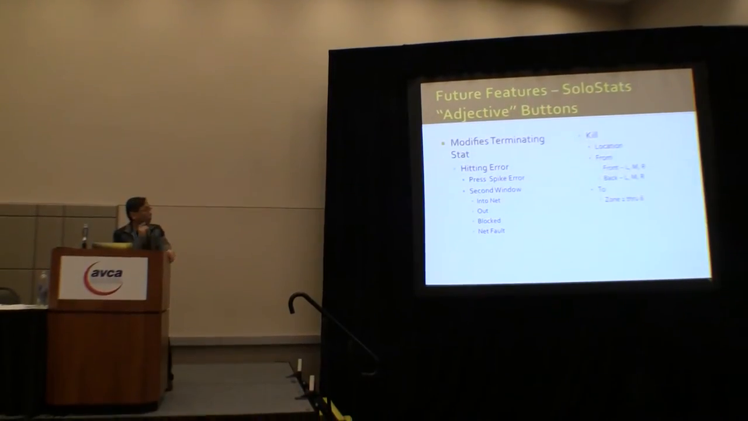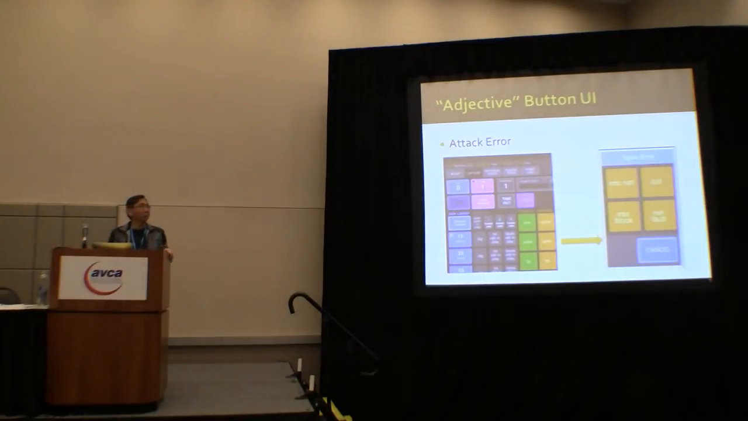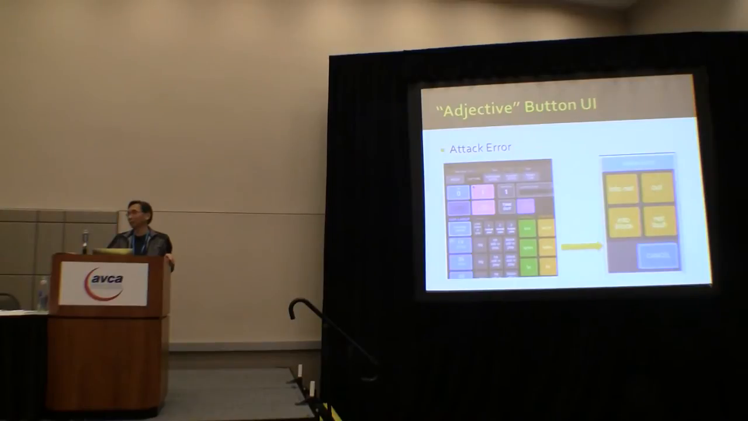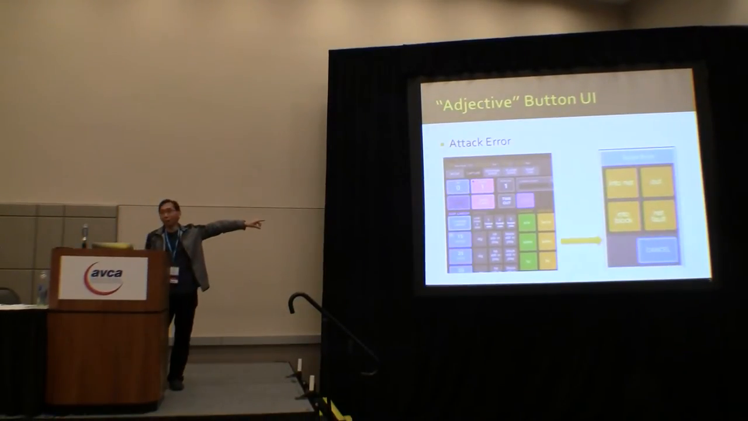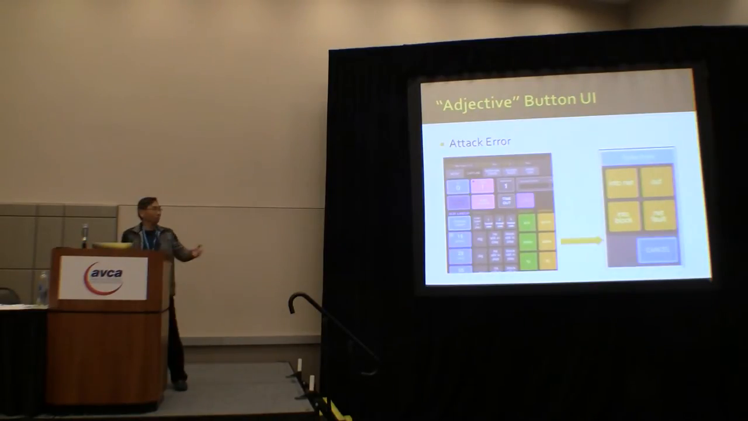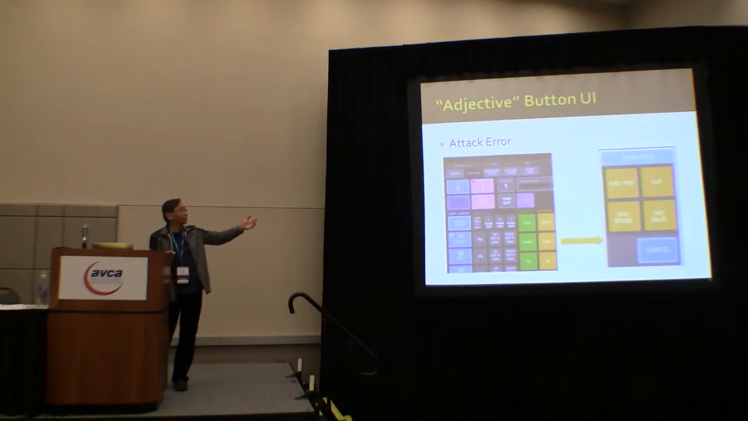The other thing we're doing is adding another layer of buttons for the terminating stats we call adjectives, which is basically a description of what happened. An example is like this. You hit the ball, you make that spike error, what happened? Did it go out, did it go in the block, did it go to the net, or did you have a net violation? As soon as you hit that yellow spike error button, another window will show up on top of it and say, pick one of these four choices: into the net, out, into the block, or net violation.